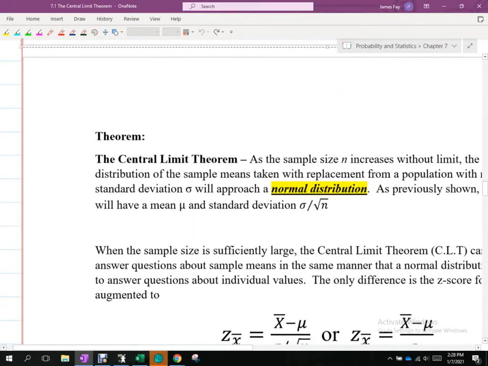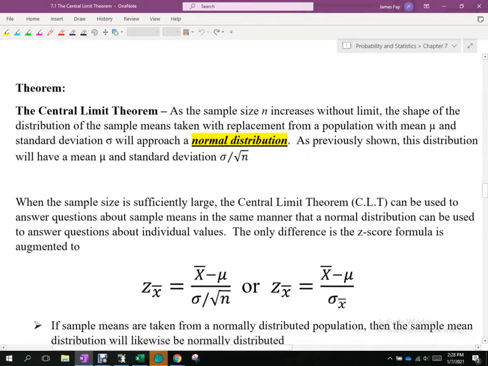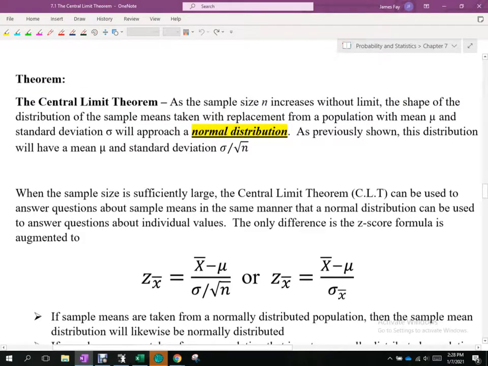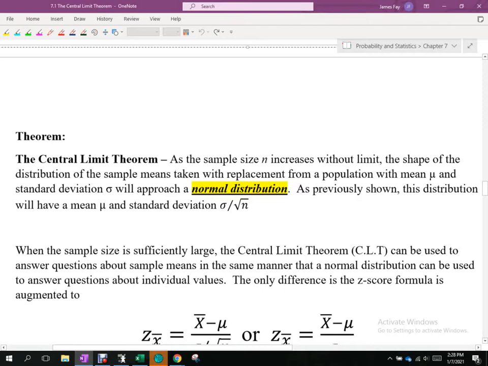That gets us to actually introduce formally what the central limit theorem is. Okay, so the central limit theorem says as the sample size n increases. Okay, so like in the last one we had 2. In the initial introduction question with triglyceride levels we had n to be 30. But as that number increases without limit, as big as our samples can be, the shape of the distribution of the sample means taken with replacement from a population with mean mu and standard deviation sigma will approach a normal distribution.